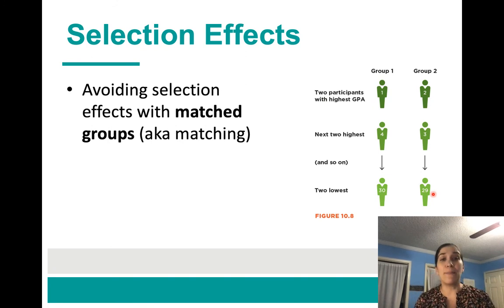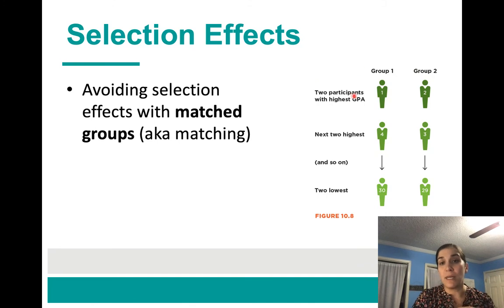Okay. The example in the textbook or in this slide as well is about GPA. So let's say you want to see if there's differences in intelligence between these 2 groups. But GPA is something that is very related, and we know influential on intelligence, on IQ score. And so you might want group 1 and group 2 to match on its variability of GPA.